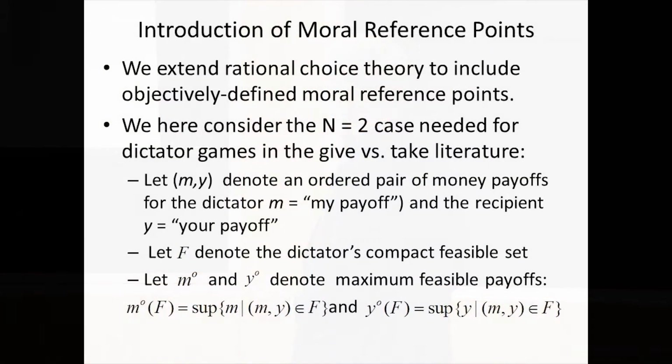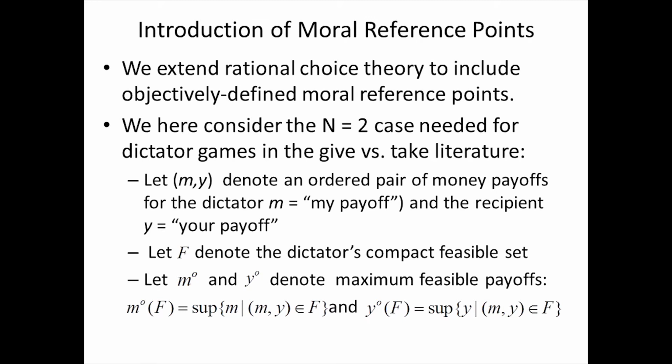Okay, if we consider the n equals 2 case needed for dictator games, let's let M be my income, the dictator, Y, your income, the recipient, and the dictator's compact feasible set is F.